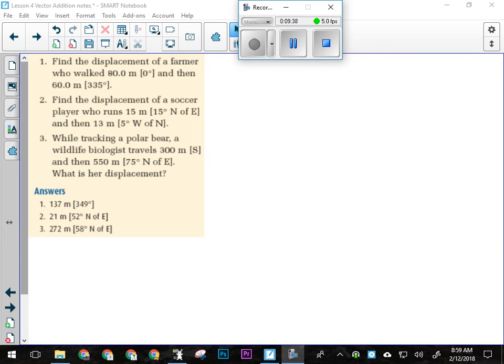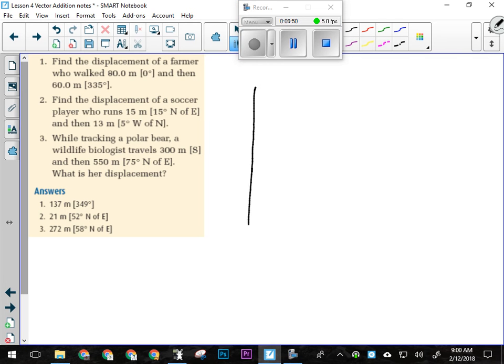Okay, so our first step is we have to draw the diagram. Our first vector is that the biologist runs 300 meters south. So that's just a line that's straight down. It doesn't have a triangle. It only has a y component, and that y component is 300 meters.